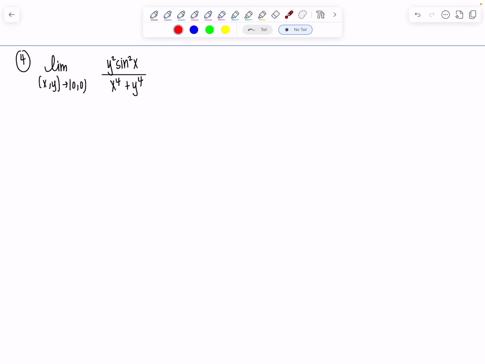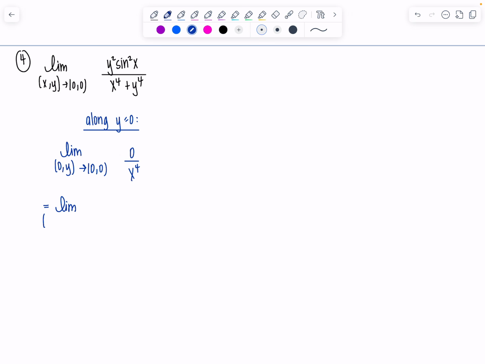Okay, I hope you paused it. So if we try direct substitution, we get 0 over 0, so that's not working out for us. Now let's try some paths. Let's go along y equals 0. Great. So we'll look at the limit as (x, y) approaches (0, 0). If I have y equals 0, I have 0 in the numerator over x to the 4th. Remember, always simplify first, then worry about evaluating the limit. So 0 over something that's not 0 is 0. And then the limit of a constant is itself.